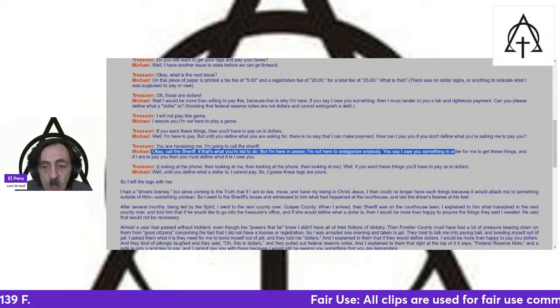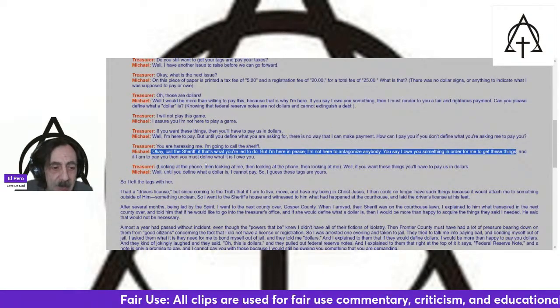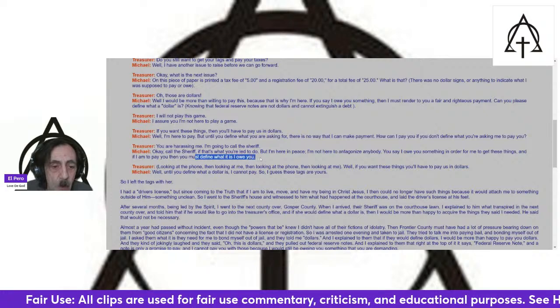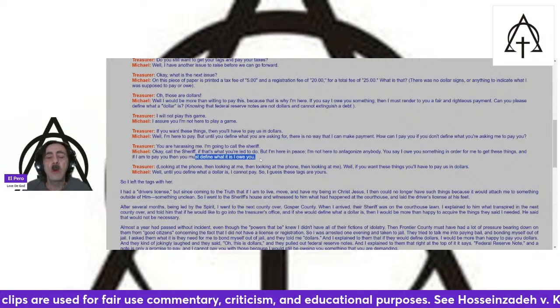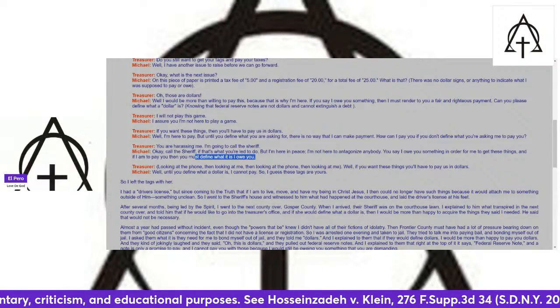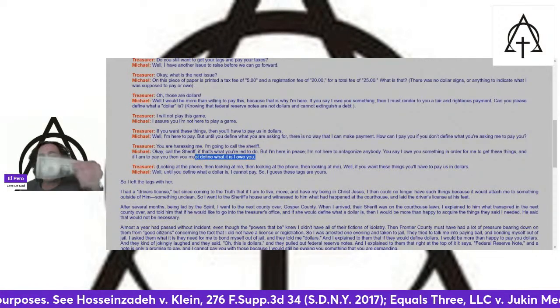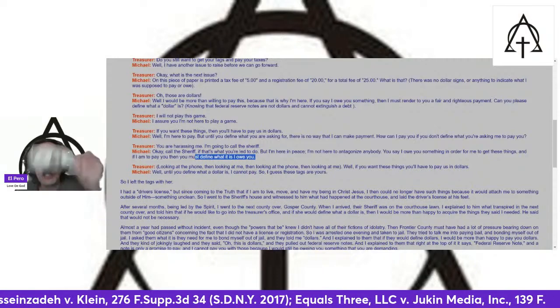You say I owe you something in order for me to get these things. And if I am to pay you, then you must define what it is I owe you. You can't leave it open and say I owe you a dollar in Federal Reserve notes, and that leaves it open that I still owe you because I never paid you. I gave you a promise to pay.